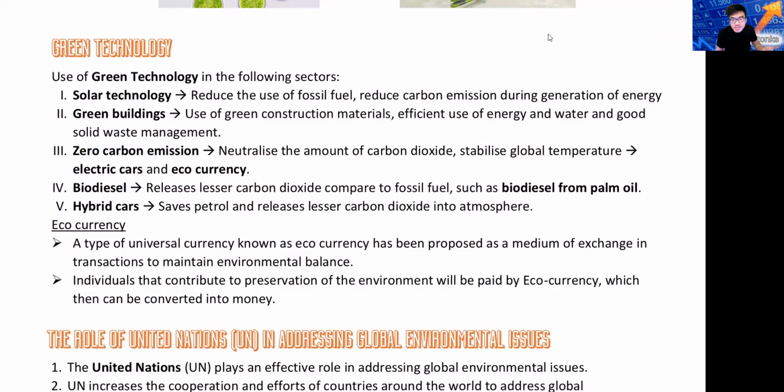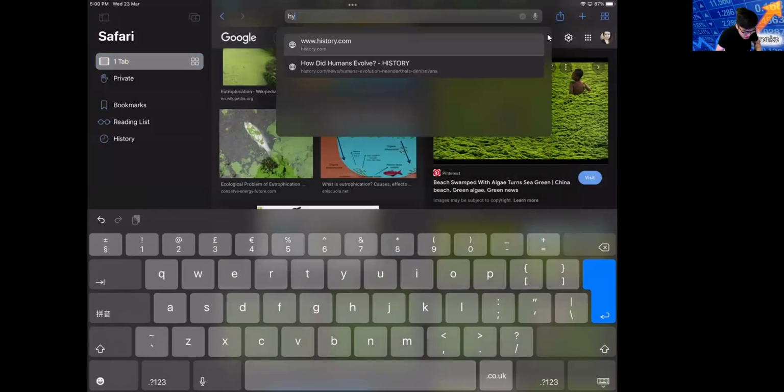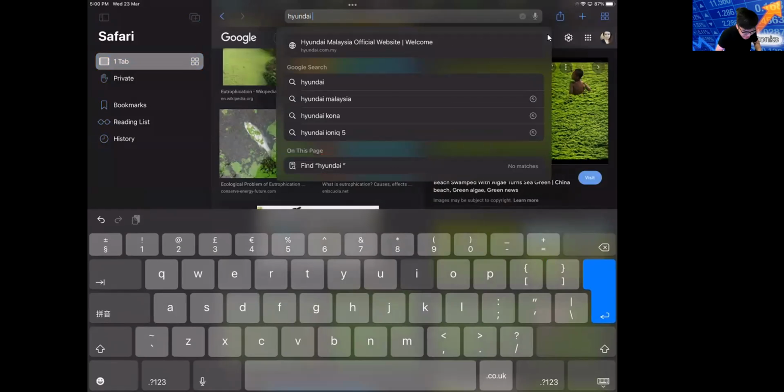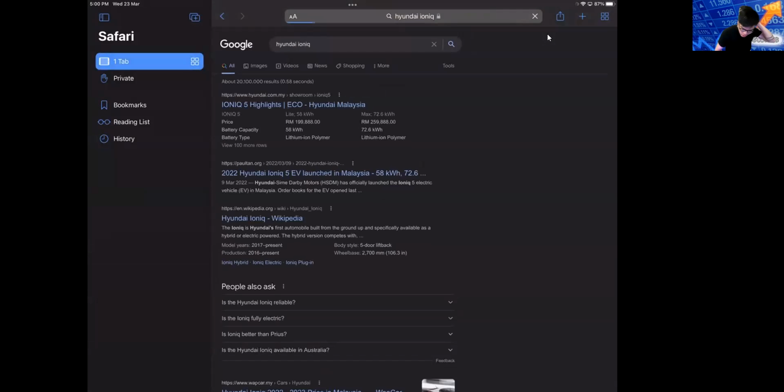And they look futuristic too. Have you seen the latest Hyundai Ioniq? They just look so cool. They just launched this in Malaysia, I think a few weeks ago.